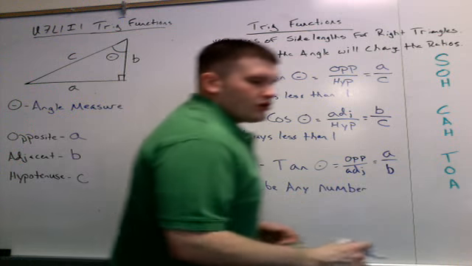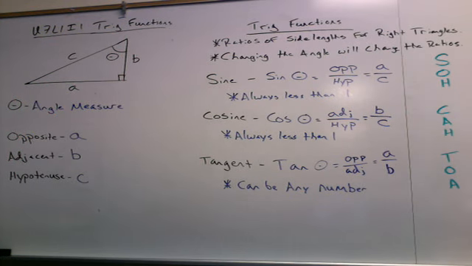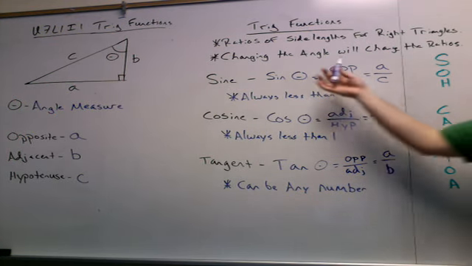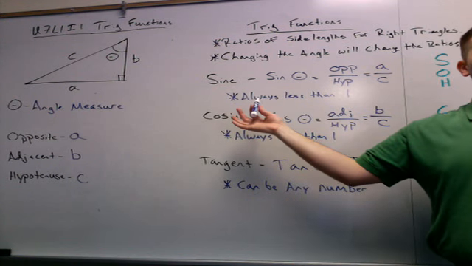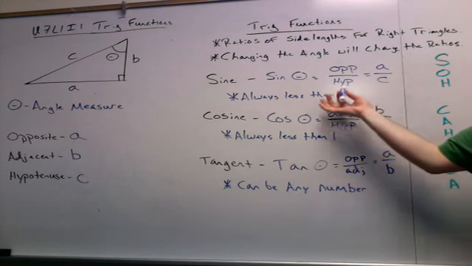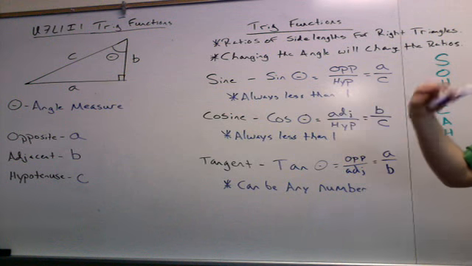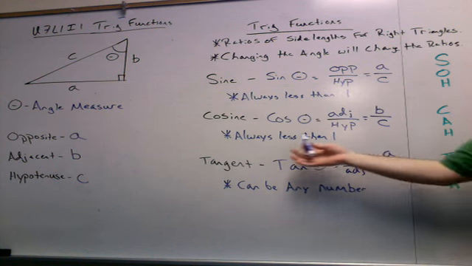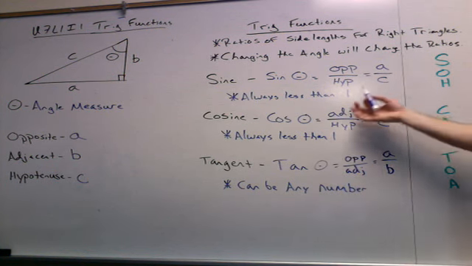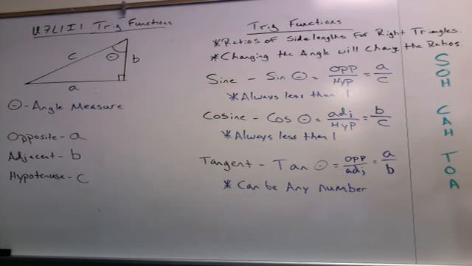Okay. So a good way to check yourselves when you're doing this work: if sine is less than 1, a small number over a big number, then you probably did it right. If cosine is less than 1, then you probably did it right. Tangent, there's no real check for that one. Basically, if your sine or your cosine is bigger than 1, then you probably wrote the ratio incorrectly.